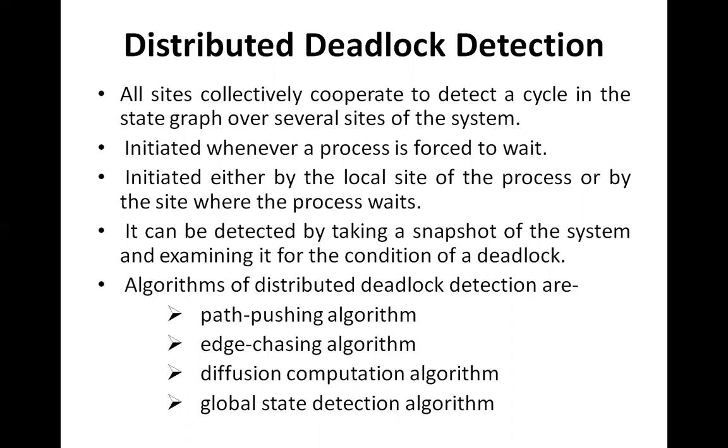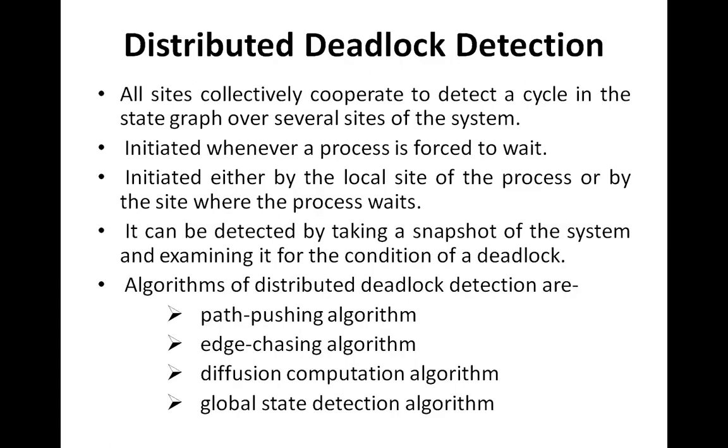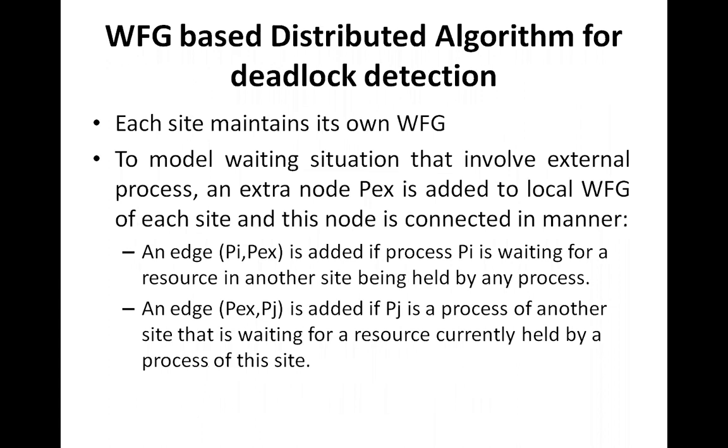We have four different algorithms related to distributed deadlock detection. The first one is the path pushing algorithm. The second one is the edge chasing algorithm, then diffusion computation, and the global state detection algorithm. So we are going to discuss the first one, that is the path pushing algorithm, a WFG based distributed algorithm for deadlock detection.